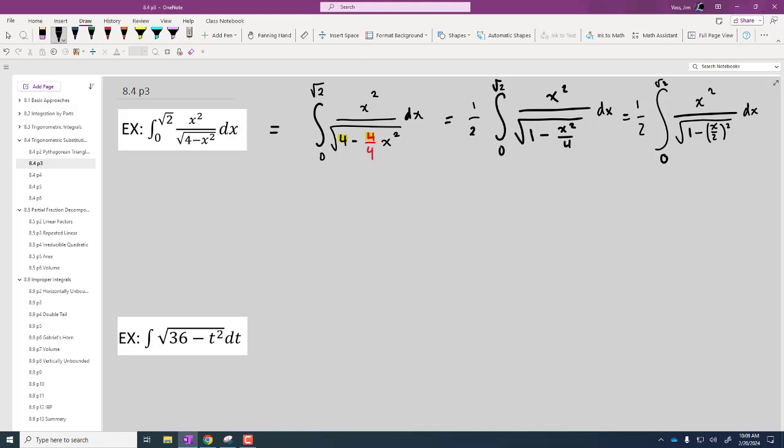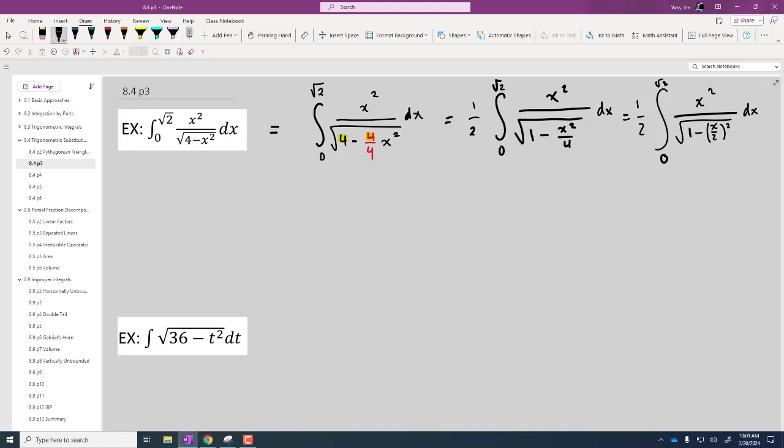And so we ask ourselves, if we were to replace this x over 2 with sine, can 1 minus sine squared be turned into a single square? Yeah, 1 minus sine squared is cosine squared. Right? 1 minus secant squared is not an identity. Maybe I shouldn't say it's not an identity. It's not a good identity.